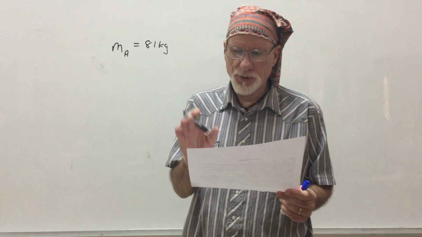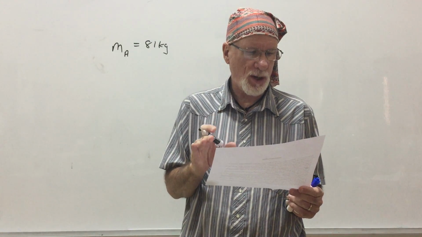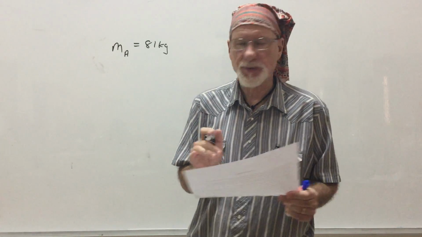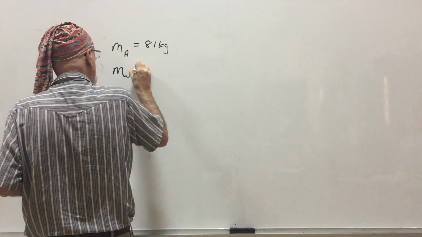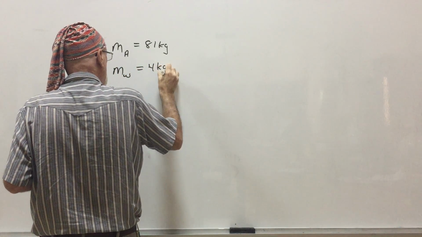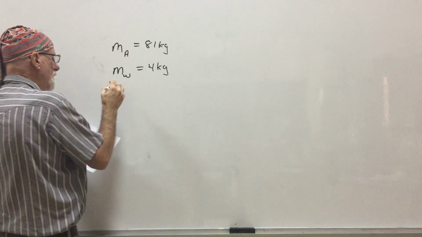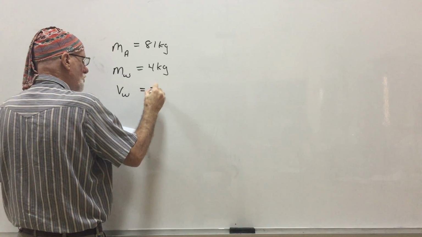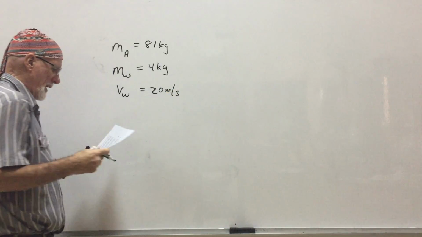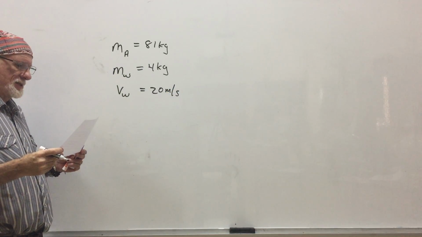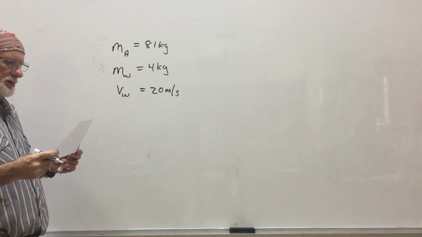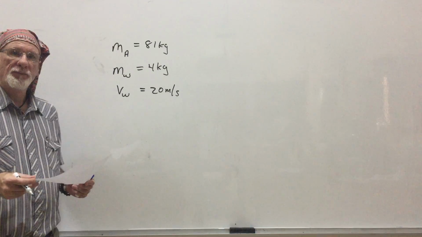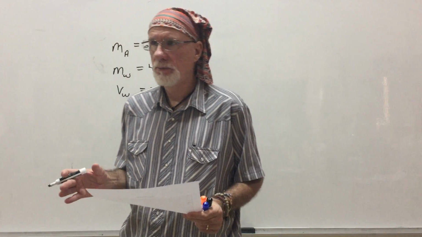To return to the capsule, the astronaut throws a 4-kilogram wrench away from the capsule at a speed of 20 meters per second. So the mass of the wrench is 4 kilograms. That is a serious wrench. And the velocity of the wrench is 20 meters per second. And what speed does the astronaut move toward the capsule? So, what do we do?